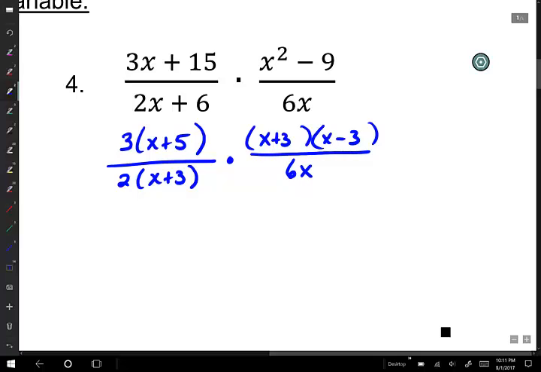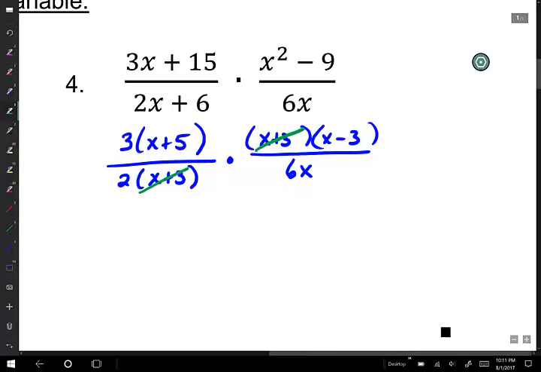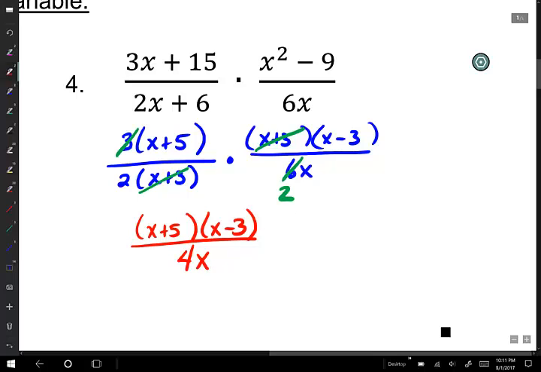Now let's start to cancel what we can. The x plus 3's cancel. The 3 and the 6 cancel to a 2. Nothing else cancels, so that's going to leave our answer as x plus 5 times x minus 3, and our denominator is going to be 4x.